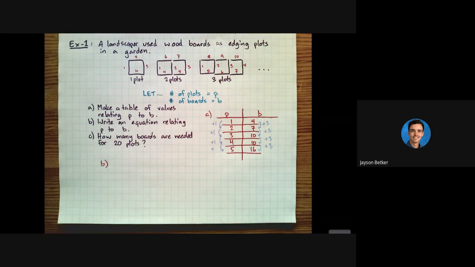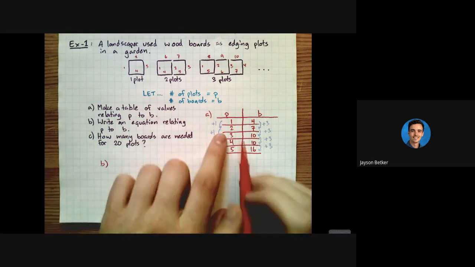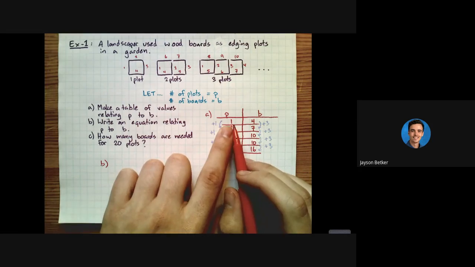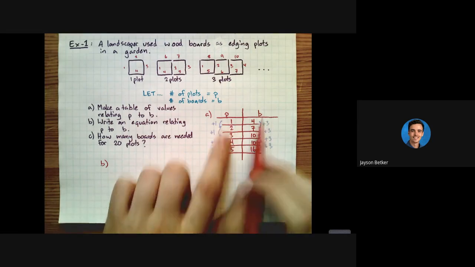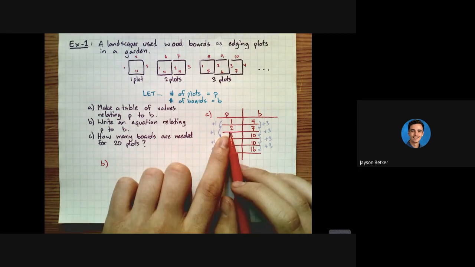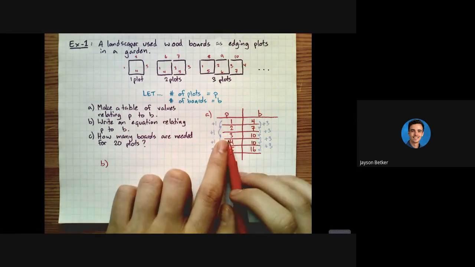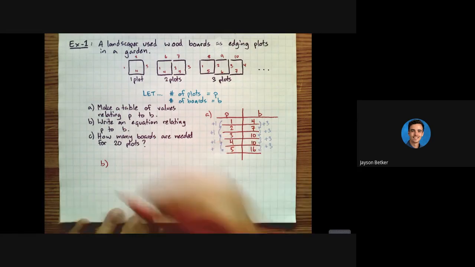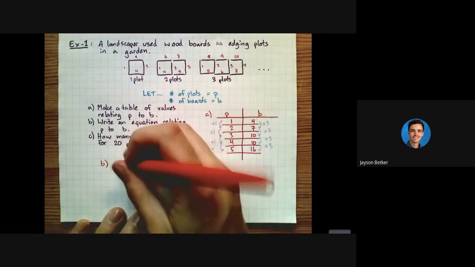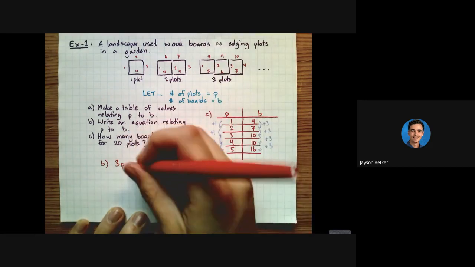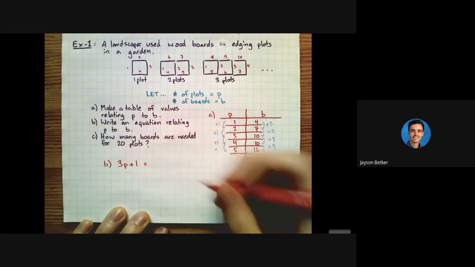Basically, what we have is if I have 3 times the plots, plus 1 will give me the number of boards that I need. So I'll show you. The equation here is 3 times 1 plus 1 will give me 4. 3 times 2 plus 1 will give me 7. 3 times 3 plus 1 will give me 10. So my relationship between the two is 3P plus 1 equals B.